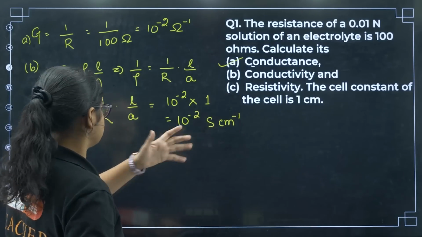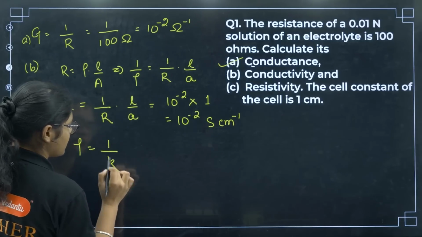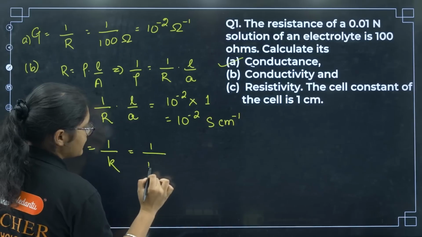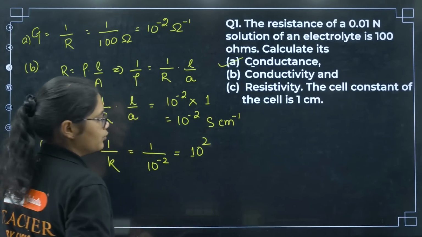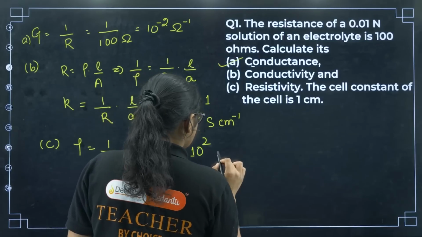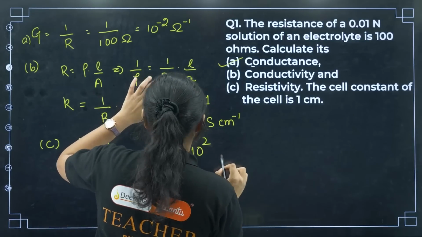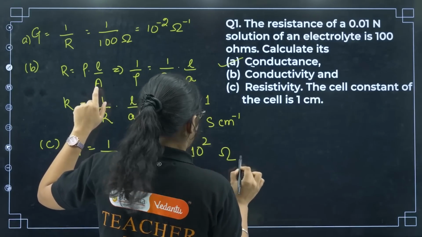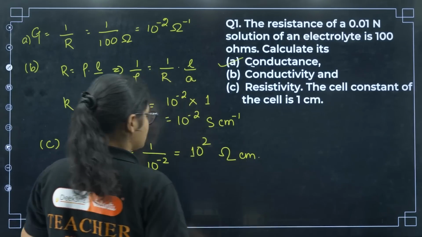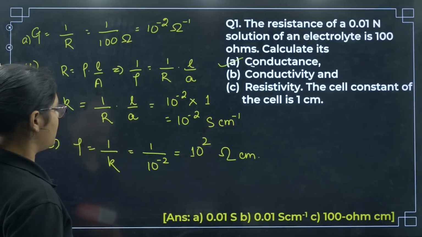Next, C: you have to find out resistivity. Resistivity is again the inverse of conductivity, or 1 by kappa you can write. So 1 by 10 to the power of minus 2 is equal to 10 to the power of 2, and the unit will be ohm centimeter. Clear? So these are the answers, very easy and directly you can find them.